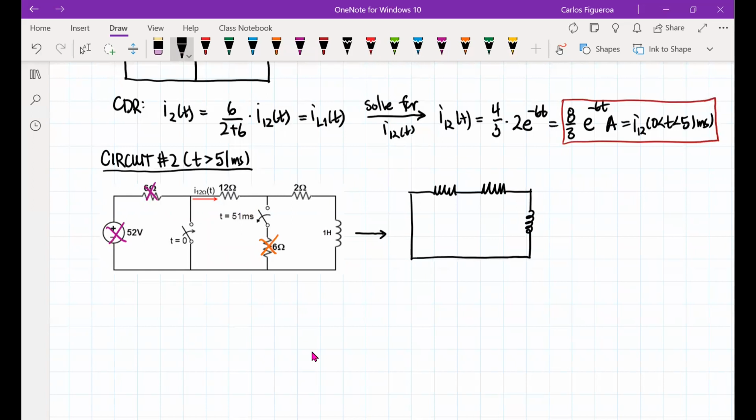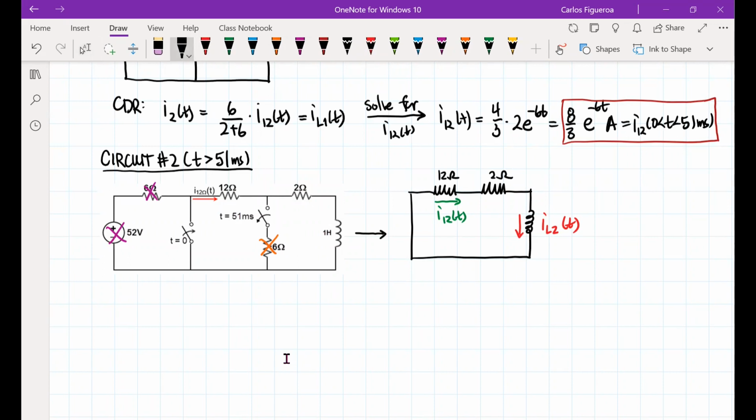This is our circuit. So I have my 12 ohm, I have my 2 ohm, and I know that this guy is going to be I12 as a function of time. And then I have my inductor current, which now I'm going to call IL2 of t. Now remember, all of this time is for times greater than 51 milliseconds. So now I got to go through the process here again.